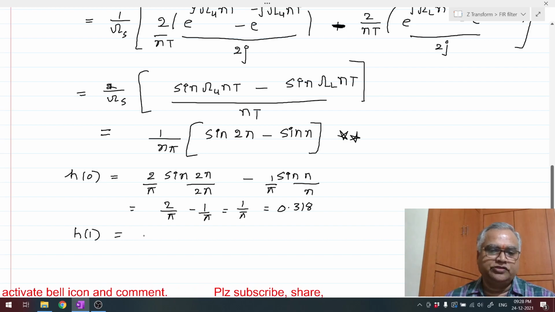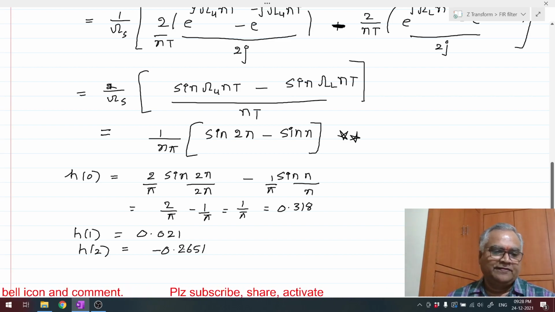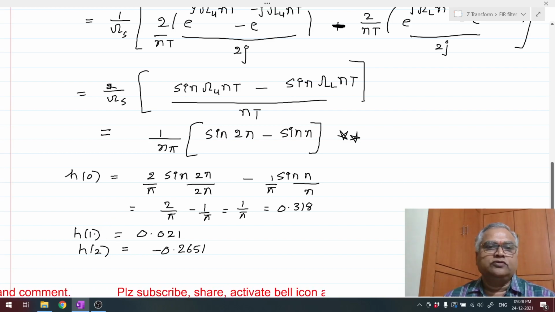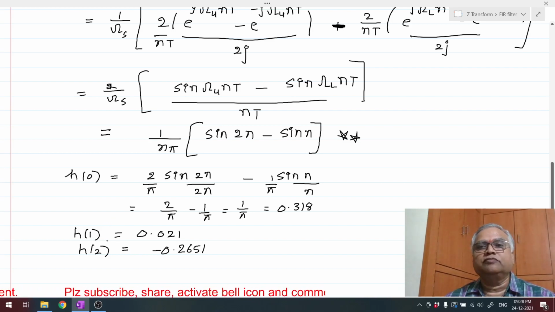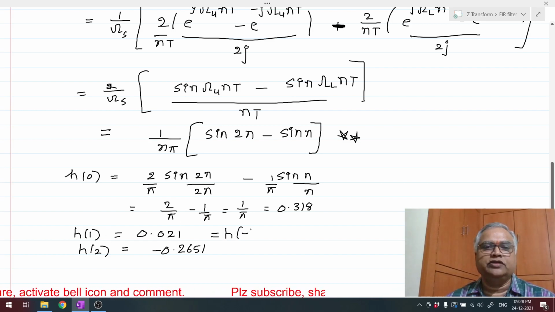H of 1 is 0.02, minus 0.2. So h of 1, h of 2 up to this is sufficient because n equal to 5. Right side 2, left side 2 is equal to h of minus 1, equal to h of minus 2.